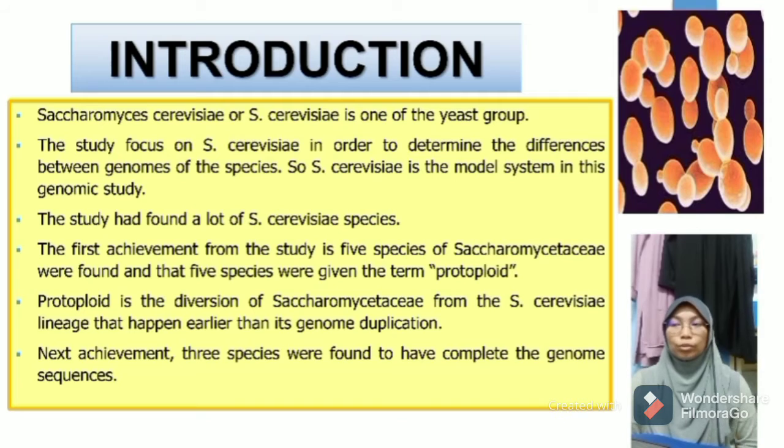Those 5 species we call protoploid. Protoploid is the division of Saccharomyces from the S. cerevisiae lineage that happened earlier than its genome duplication. The 5 protoploid species share a core repertoire of approximately 3,300 protein families and a high degree of conserved synteny. The 5 protoploid yeasts contain numerous copies of paralogous genes, either dispersed or in tandem arrays, that altogether constitute a third of each genome.